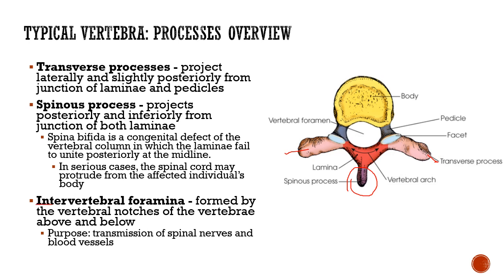The intervertebral foramen, as I mentioned in the previous slide, is formed from the vertebral notches of the vertebrae above and below, and it allows transmission of spinal nerves and blood vessels.